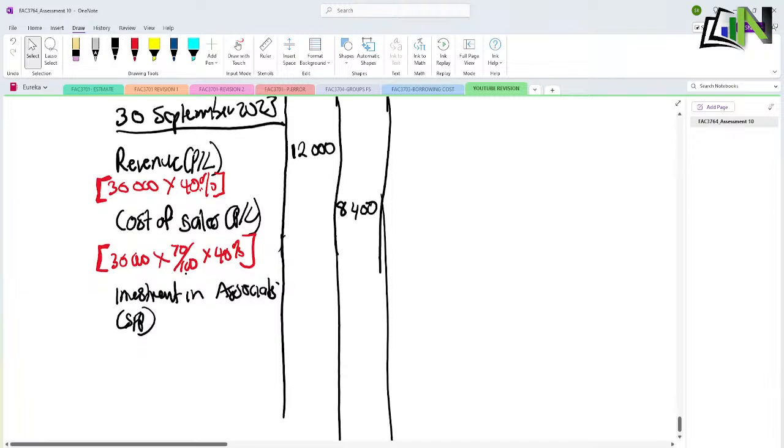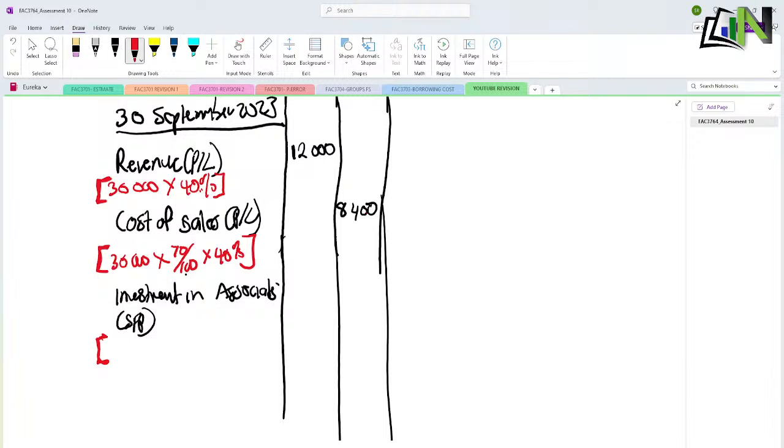All right, then investment. This is the unrealized profit part. Remember, when you take revenue minus cost of sales, that will give you the profit. Here we're only going to put the profit amount. So again, 30,000 was the selling price, multiplied by 30%, 30 over 100, because it was based on selling price. This is multiplied by 40%, which is your interest in the business. So 30,000 multiplied by 30% multiplied by 40% is going to give 3,600.